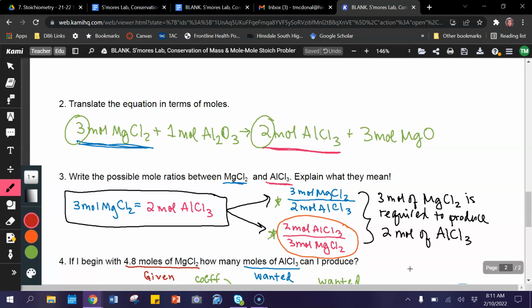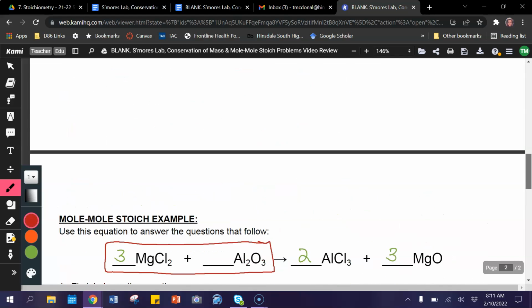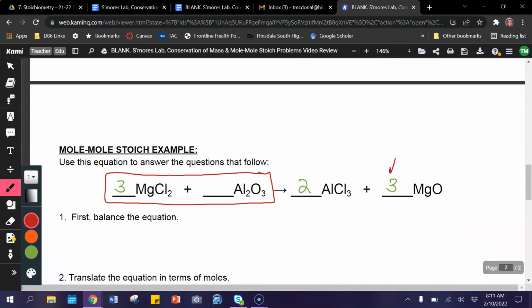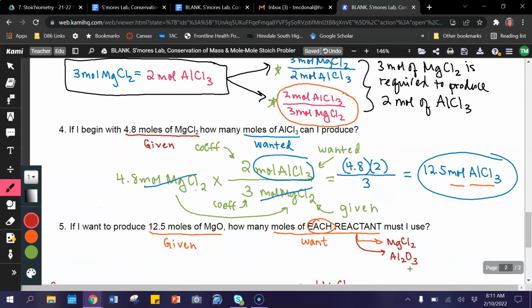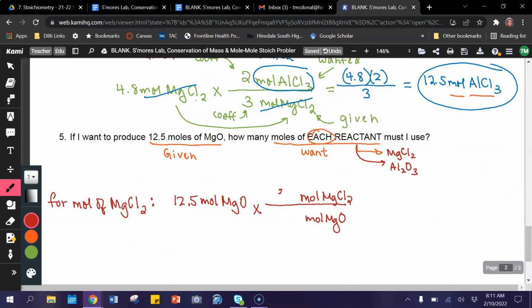So I gotta go all the way up. My coefficient for magnesium oxide is 3, and my coefficient for magnesium chloride is also 3. So I'm going to use 3 for both of them. So I put a 3 here, and I put a 3 here. Now let's do our calculations. Moles of magnesium oxide get canceled. And now I multiply across.